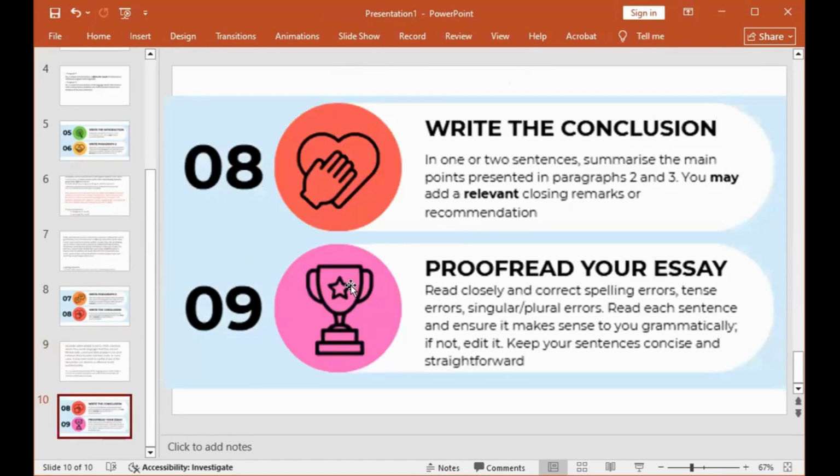Look at it. That's step 9. This step 9 usually should be done as you are writing. Some people wait till the end before they do that, but that's not good. It's always good to do it as you are writing. So you write one sentence, try and proofread and be sure there is no issue. Write another sentence, try and proofread and be sure there is no issue. Read closely and correct spelling errors, tense errors, singular plural errors. Read each sentence and ensure that it makes sense to you grammatically. If not, edit it. Now, that's what I want to do here.